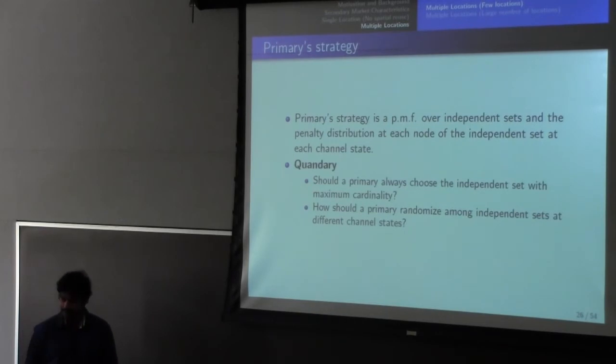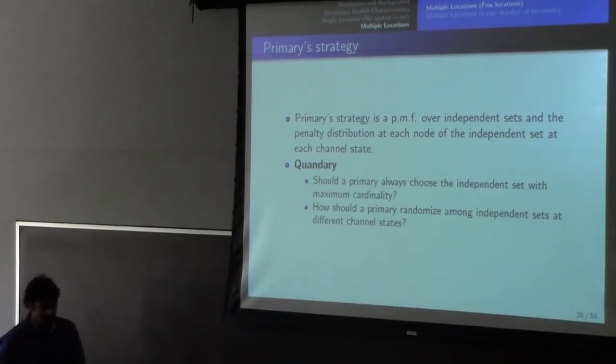Okay, so what is the primary strategy here? The primary has to select an independent set. So its strategy is a probability mass function over the independent sets and a price distribution at each node of the independent set at each channel state. The primary wants to maximize its expected payoff, so it will try to sell its channel at as many locations as possible. But if it selects the independent set with maximum cardinality, there will be huge competition because everyone wants to sell its channel to the maximum independent set. So a primary can gain more payoff by selecting an independent set which is not of maximum cardinality. And the important question is how a primary should randomize among independent sets at different channel states.